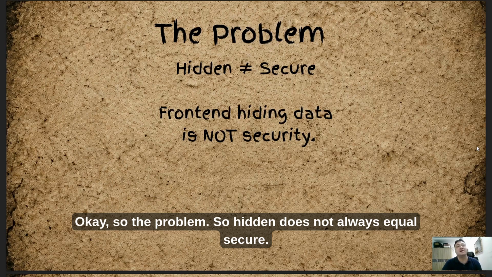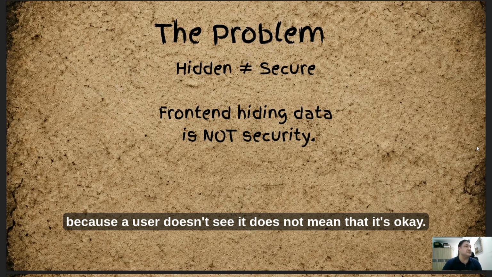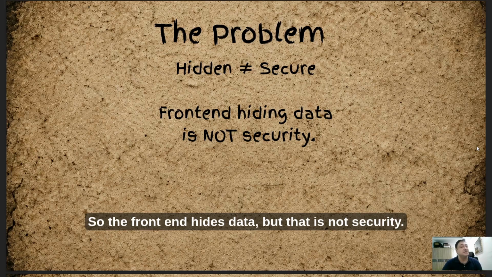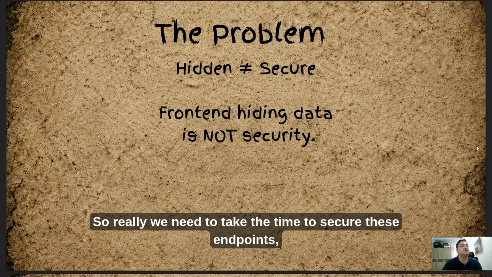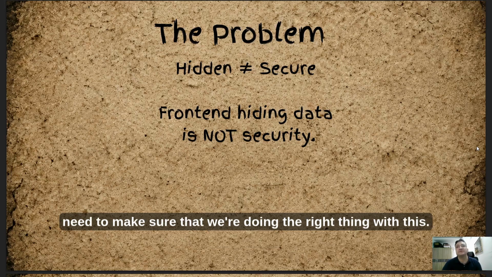Okay, so the problem. Hidden does not always equal secure. Just because a user doesn't see it does not mean that it's okay. The front end hides data, but that is not security. That's kind of like security through obscurity, which is kind of ridiculous. So really, we need to take the time to secure these endpoints. We need to make sure that we're doing the right thing with this.